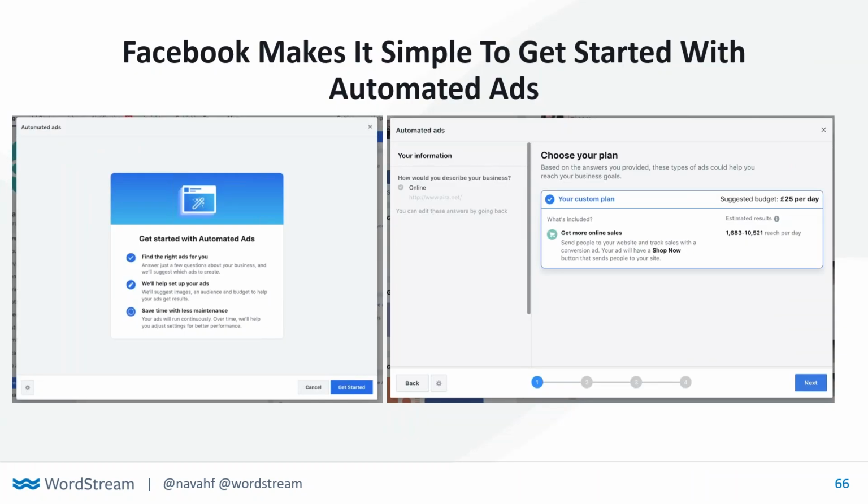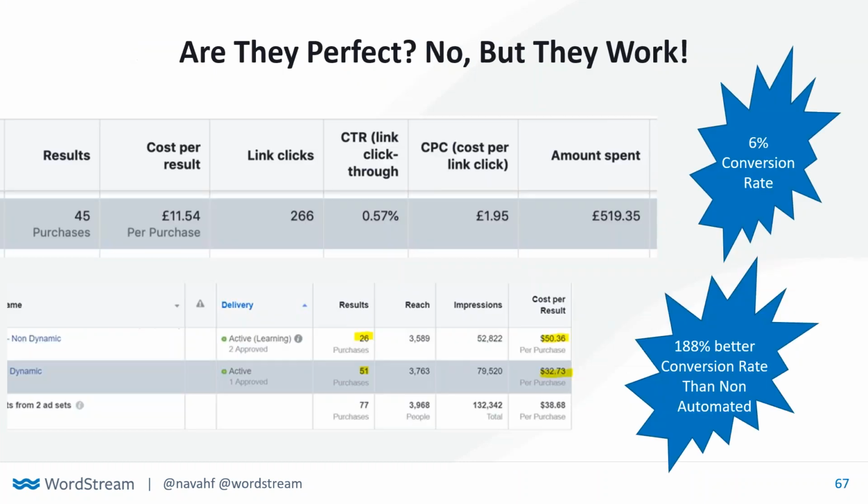Now, Facebook is in kind of a similar spot where they can make, again, average ads, average campaigns of those automated ad campaigns. In testing it, we found that, are they perfect? No, but with 6% conversion rates off of an ad set that took 15 minutes to create, that's pretty darn impressive. And what we also found is that the dynamic ad actually had 188% better conversion rate than the non-dynamic.